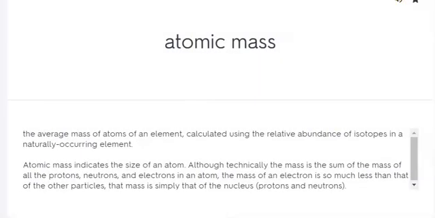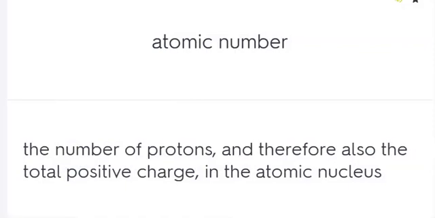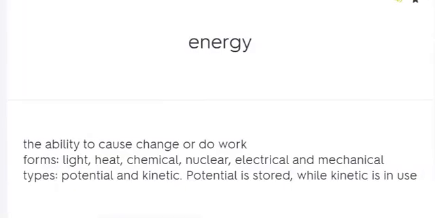Atomic mass. Atomic number: the number of protons and therefore also the total positive charge in the atomic nucleus. Energy: the ability to cause change or do work. Forms: light, heat, chemical, nuclear, electrical and mechanical types. Potential and kinetic: potential is stored while kinetic is in use.